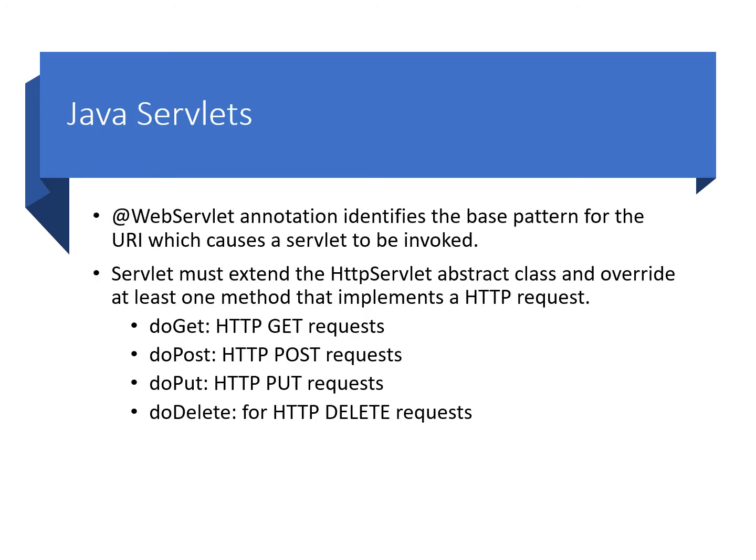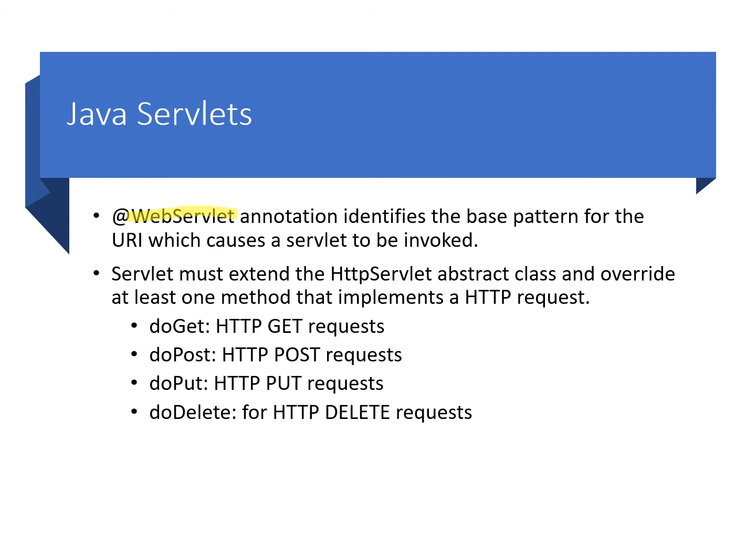The Java Enterprise Edition defines servlets, which also provide annotations, as shown on the slide here. The web servlet annotation identifies the base pattern for the URI, which should cause a particular servlet to be invoked. This would be /skiers in our example. The class that implements the API method must extend the HttpServlet abstract class from the javax.servlet.http package and override at least one method that implements a HTTP request.